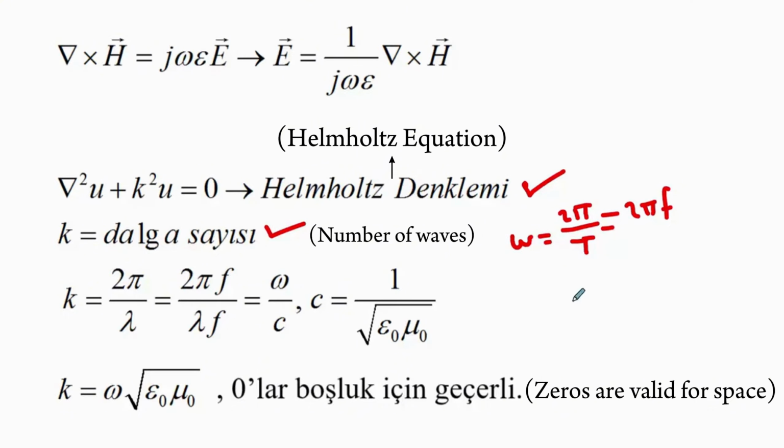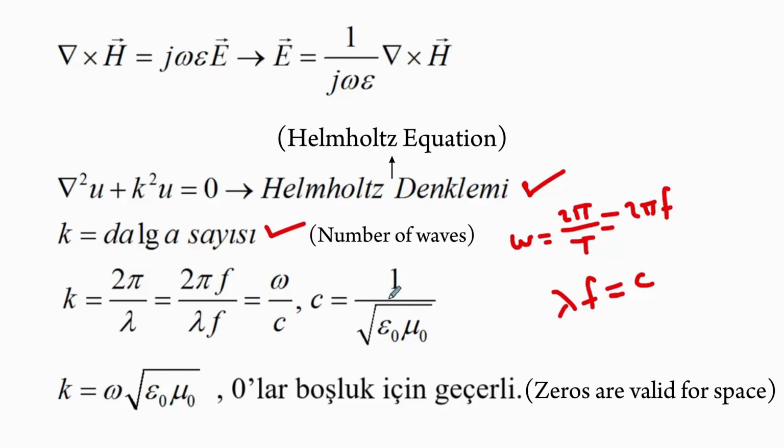In lambda times f, the most basic thing we know is that lambda divided by T equals the wavelength, and this gives the speed of light. If you remember, this way we reach c. Lambda times f gives c, as you know. Therefore, if I write c instead of lambda times f here, and omega instead of 2 pi f, k is also equal to omega divided by c.